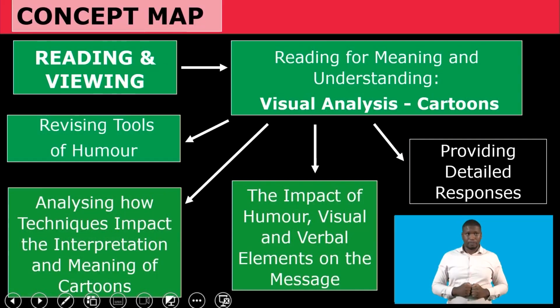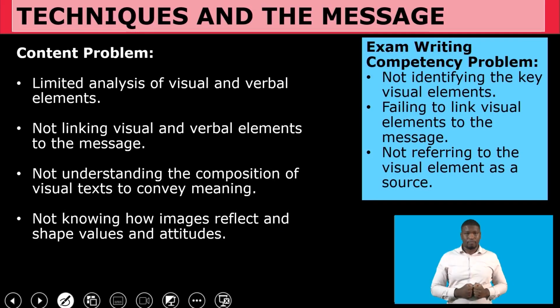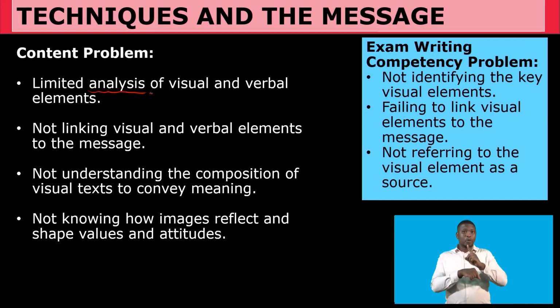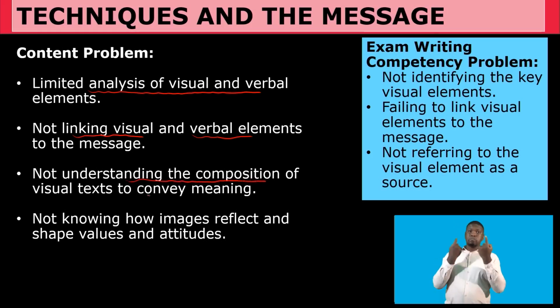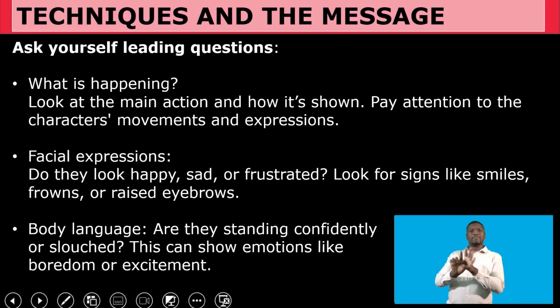The next aspect we're going to focus on is the impact of humor, visual and verbal elements on the message of the advertisement. Content problems include the following: a limited analysis of visual and verbal elements, not linking visual and verbal elements to the message, not understanding the composition of visual texts to convey the meaning, and not knowing how images reflect and shape values and attitudes. When you're looking at visuals, ask yourself leading questions.